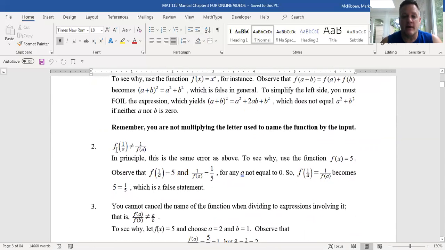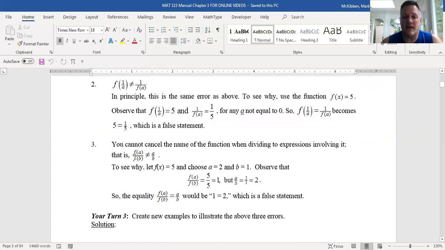Same way here. Basically, this is the same idea. You cannot distribute f through a quotient or a product, right? So it's just a single object. And likewise, if I'm dividing two functional values, you can't just cancel the f's, right? Again, these are not being multiplied like they were when we talked about rational expressions. These are functional values. They're outputs that are associated with these inputs A and B. And so you can't just cancel them.